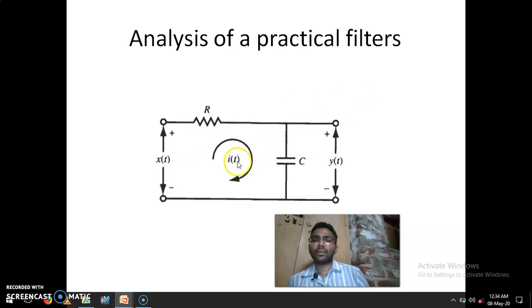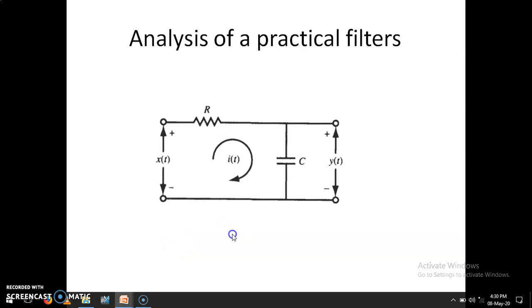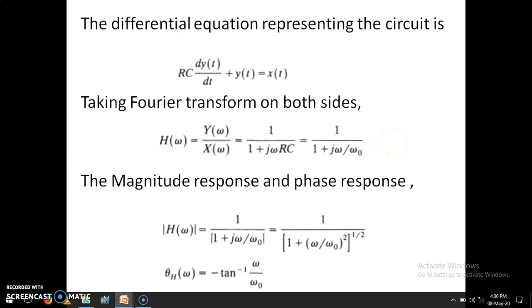Now, let us obtain the frequency response of the system. First, let us write the differential equation which is governing this. You have done this so many times in your network theory course. Let us look into this practical filter and analyze this with the Fourier transform. Let us write a KVL equation along this loop. You have done this many a time, so I am skipping the steps. So, the differential equation which represents the previous circuit is RC dy/dt + y(t) = x(t).